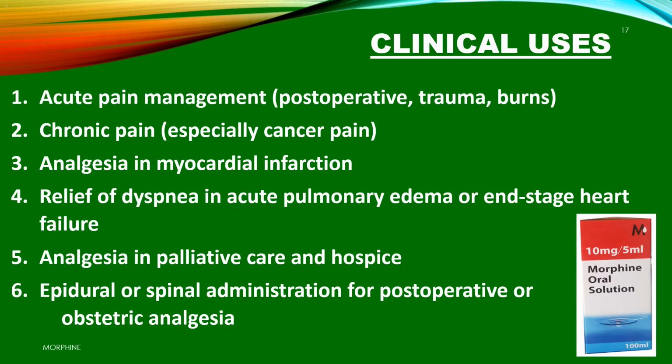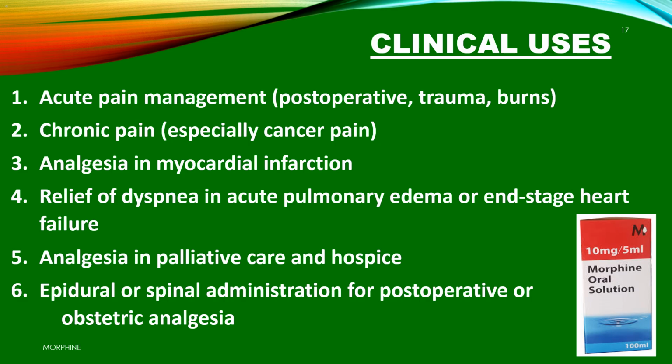Acute pain management. Morphine is used to treat severe pain resulting from surgery, trauma, or burns, helping patients manage their discomfort during recovery. 2. Chronic pain. Morphine is effective in managing chronic pain, particularly in cancer patients, improving their quality of life. 3. Analgesia in myocardial infarction. Morphine provides pain relief during heart attacks, reducing the physical and emotional distress associated with this condition.